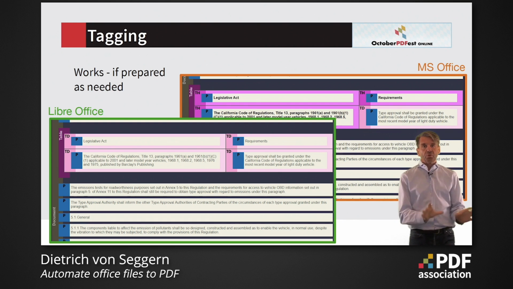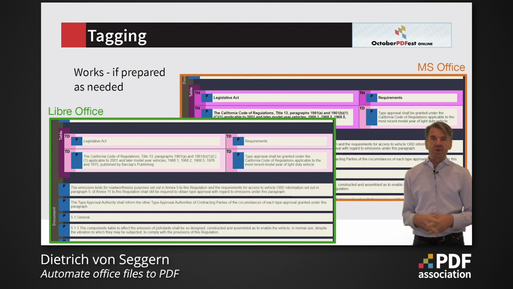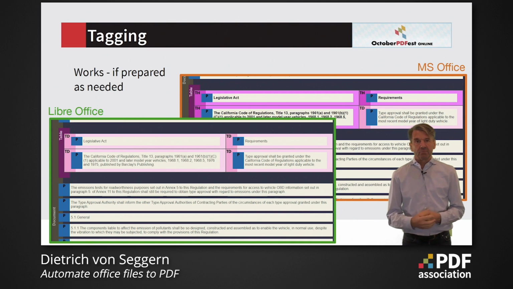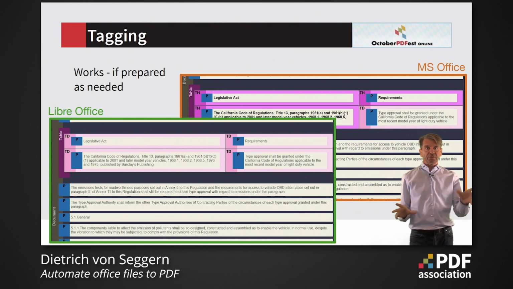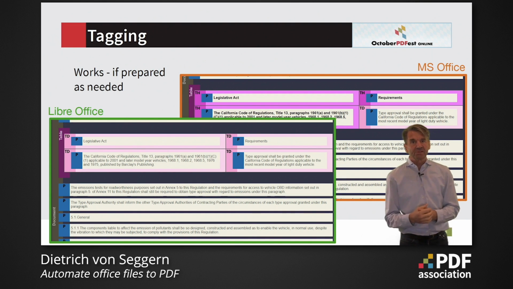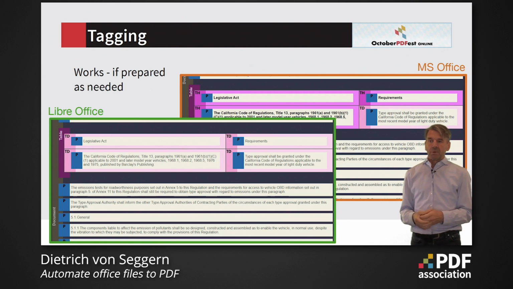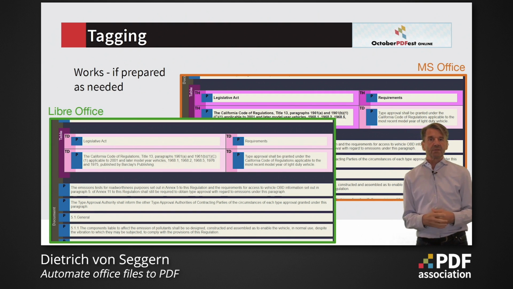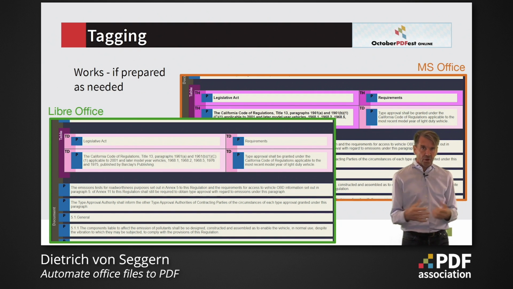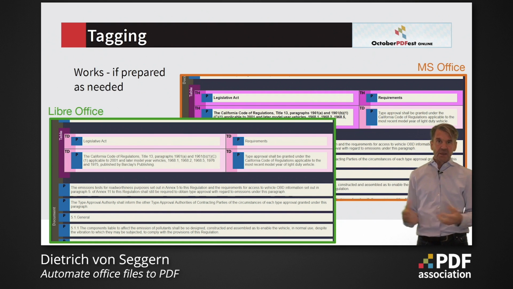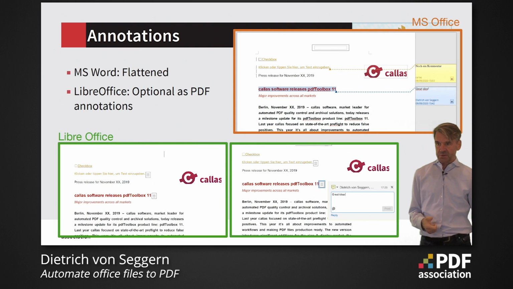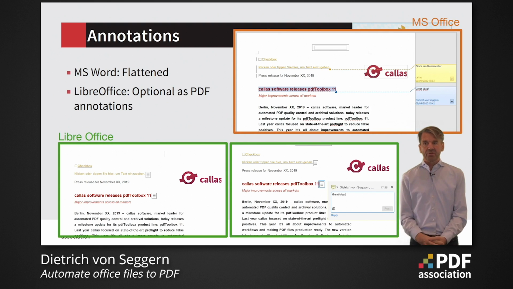Let's now look not just at page objects and pages, but also at additional objects. Tagging: an invisible structure that defines what is a headline, what is a table, what is a table cell, and so forth. In the analysis, there are differences, but no major differences. So if the Office file is prepared nicely, then the tagging structure in general is correct in both applications. And there is a difference with annotations.